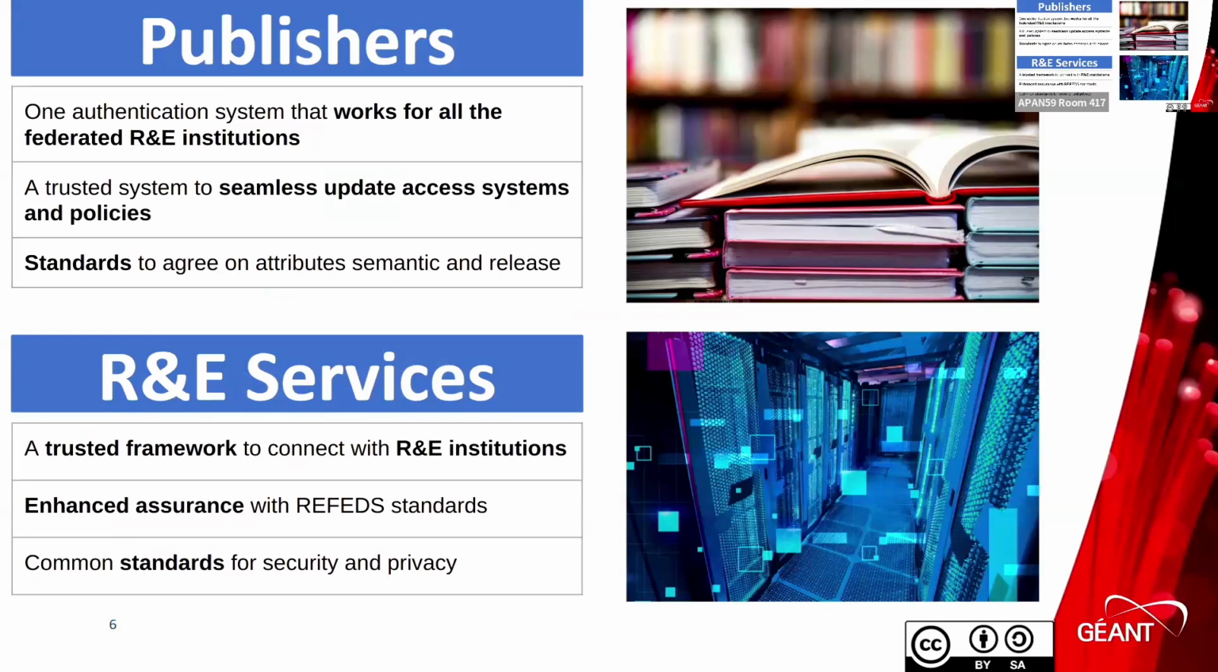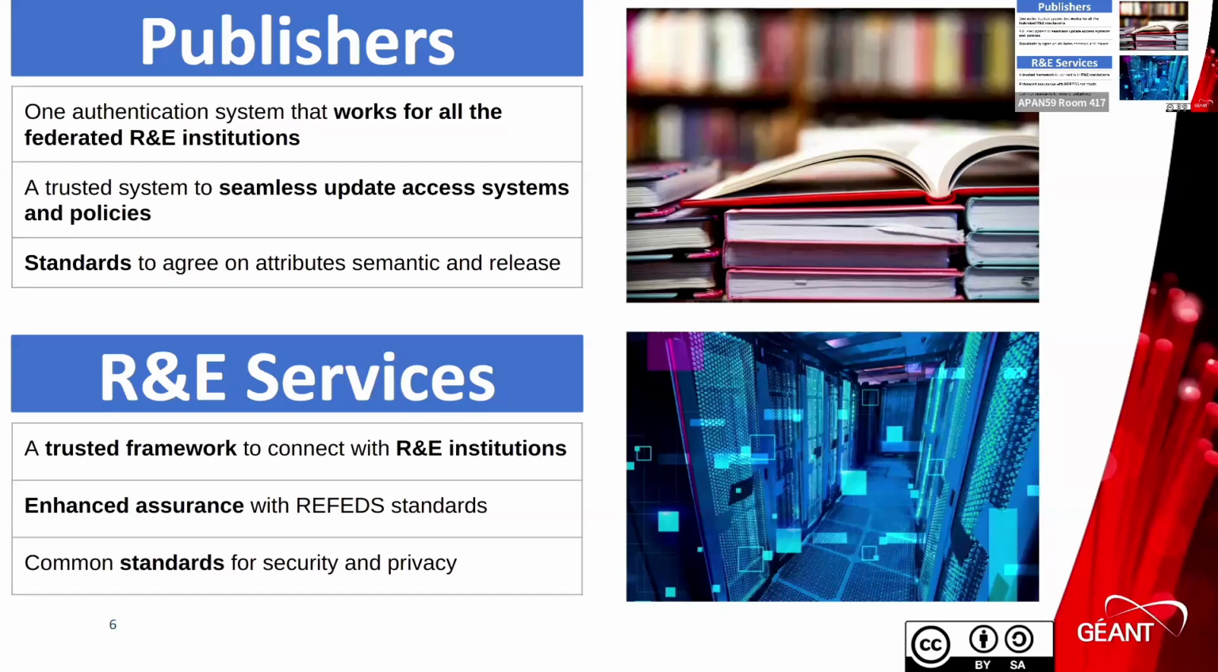But what's in it also for publishers? For publishers, identity federations are really a useful tool because they can set up just one solution to work with all the federated research and education institutions. At the same time, this system provides them a seamless way to update the services and the policies. For example, when they want to change the requested attributes, they just need to change the metadata, and it's the federation that is going to update the metadata for all the organizations that are part of the federation itself. And publishers, but not just publishers, all the services, can leverage a set of standards to agree on the value of attributes and how to release them.